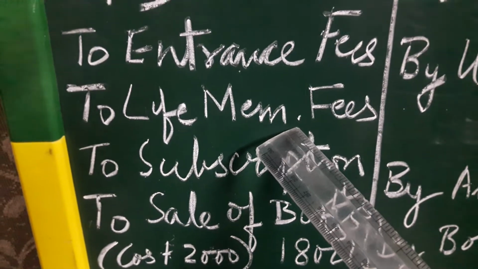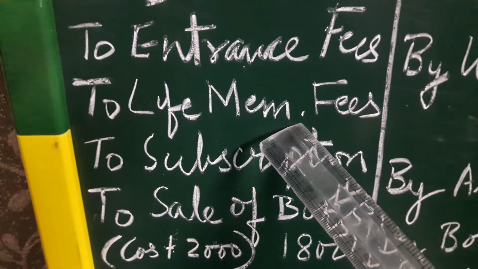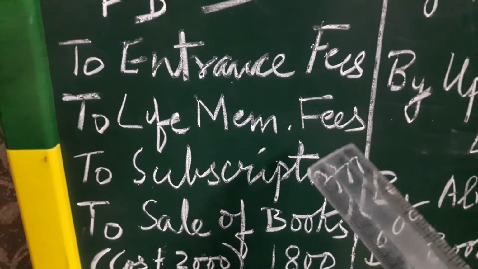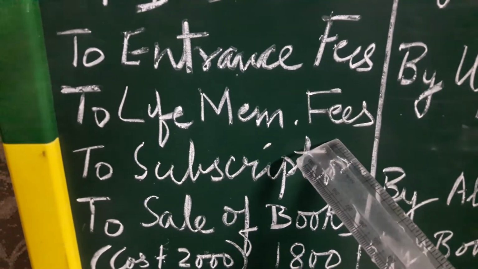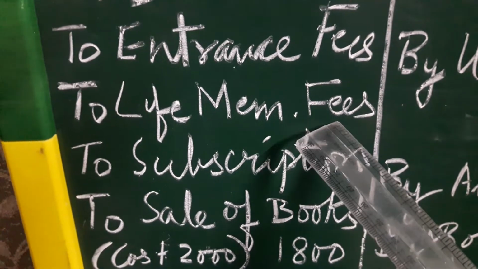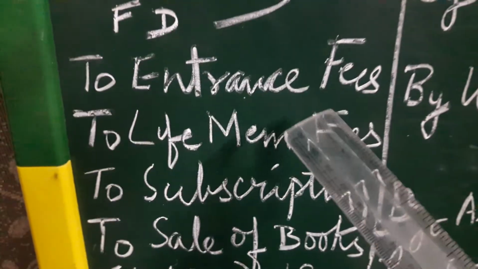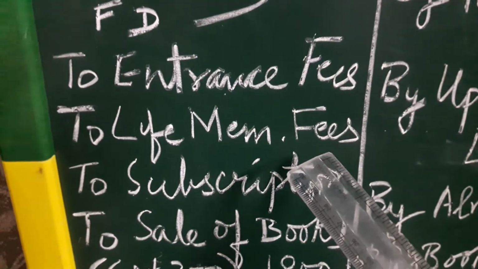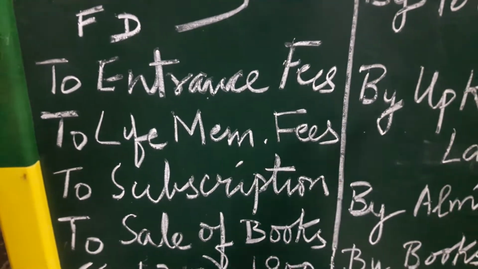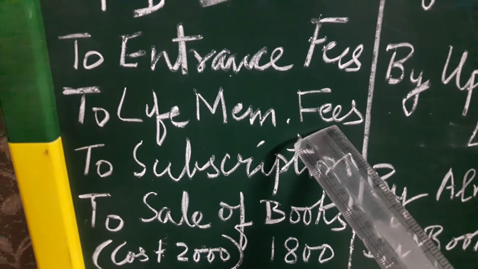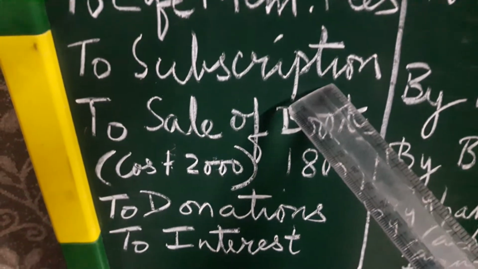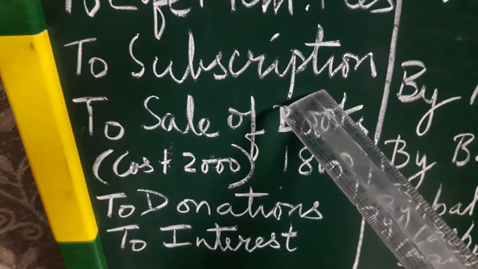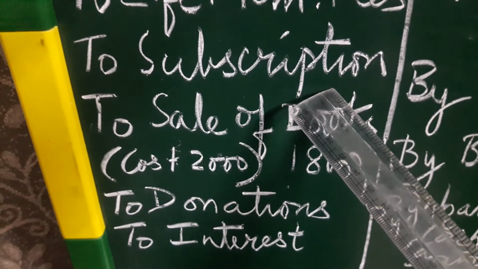The next one, the NPO has also received during the year some life membership fees. Life membership fees, capitalize, that is, put them in the balance sheet. Which balance sheet? End of the year, because you have received during the year, so you can't show it in the beginning of the year. You will show it in the balance sheet at the end of the year. Subscription, is it a normal subscription? Yes. So it will go in the income and expenditure account.